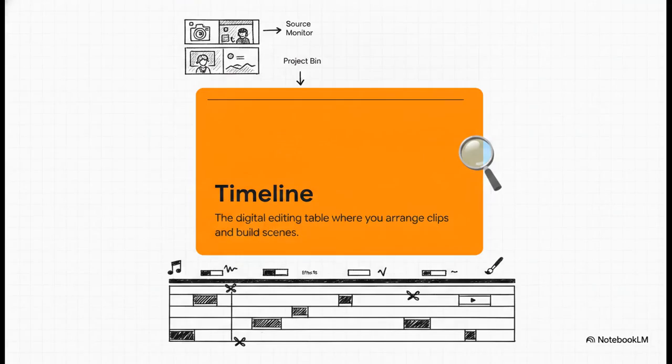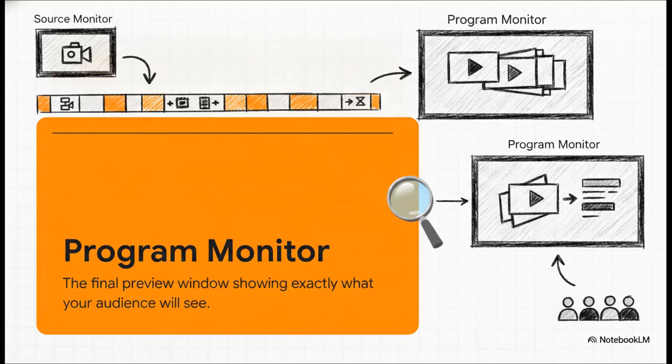Now, from the source monitor, those chosen clips move down to the timeline. The timeline is the absolute heart of editing. This is your digital editing table. It's the blank canvas where you actually build your scenes, arrange your clips side by side, trim your shots, add your music, and, well, truly construct the final story. But while you're building that story on the timeline, you need to actually see what you're doing, right?